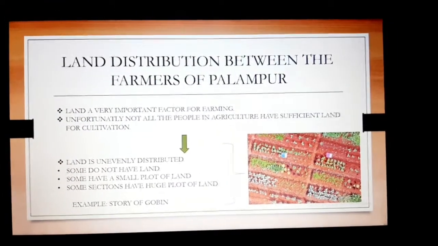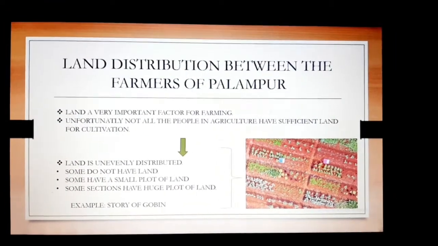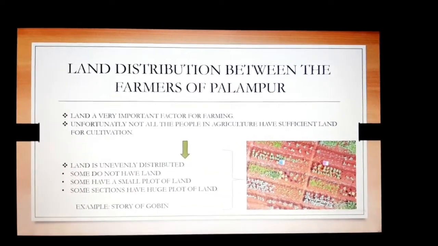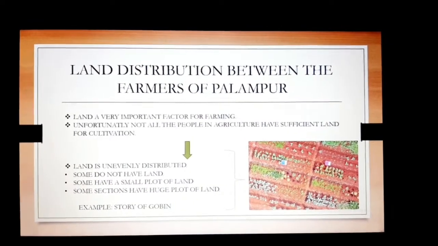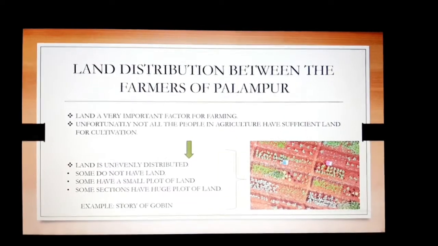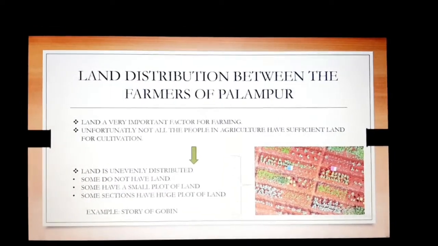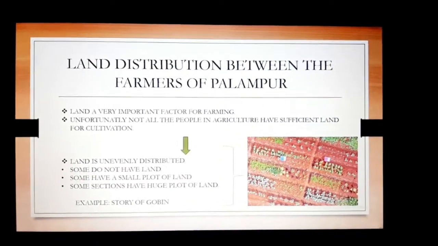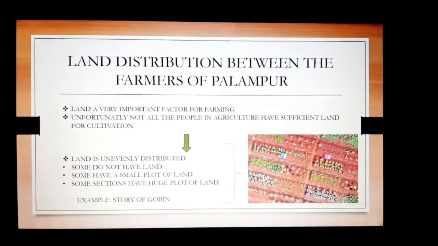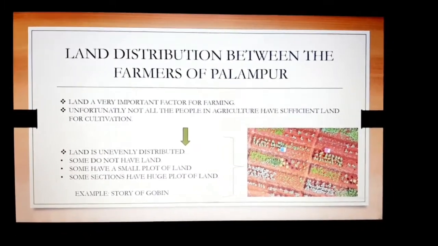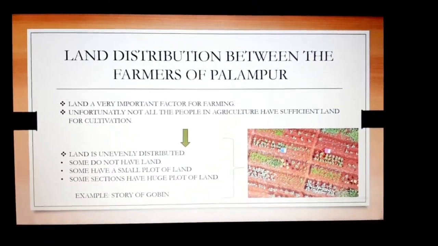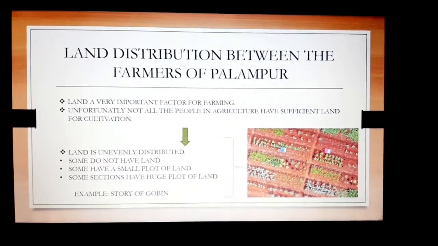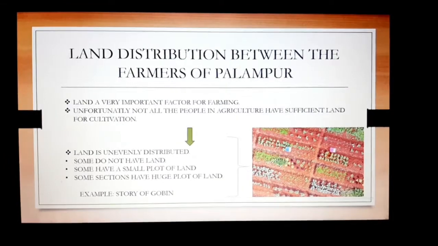When we said that we have big farmers and small farmers, obviously the distribution of land in Palampur is uneven, because small farmers don't have enough money to buy land, and big farmers don't give land to the small farmers as a gift. So the first thing is that land is unevenly distributed. Second, some do not have land, meaning the small farmers. Some have a small plot of land, meaning the medium farmers, and these people only do the farming of their own land.